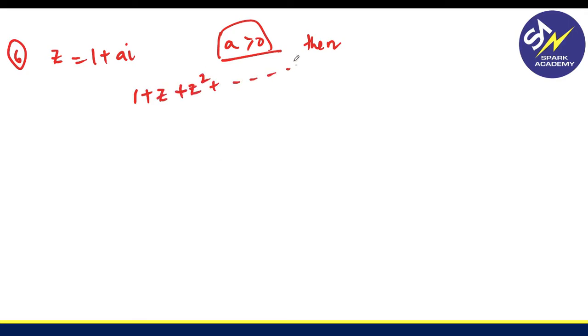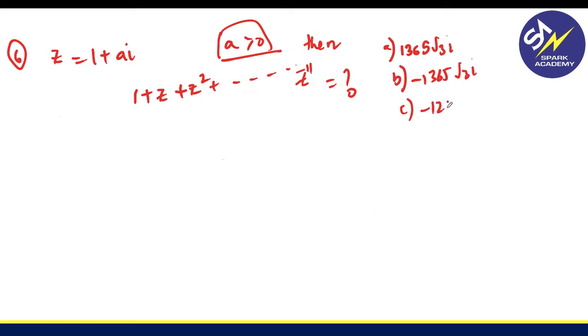Next. If z is a complex number, z is given as 1 plus ai, and also given a is greater than 0, then 1 plus z square up to so on, z power 11 is equal to. The options given to you are 1365 root 3i, minus 1365 root 3i, minus 1250 root 3i, 1250 root 3i.